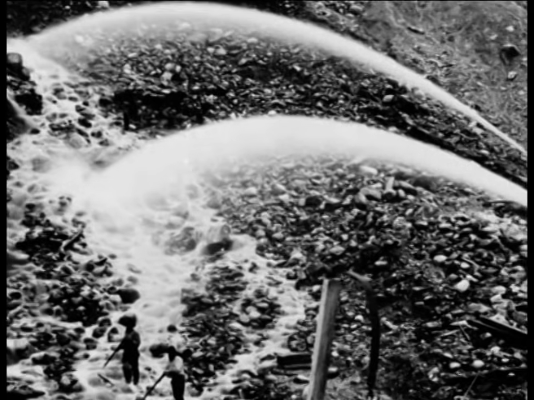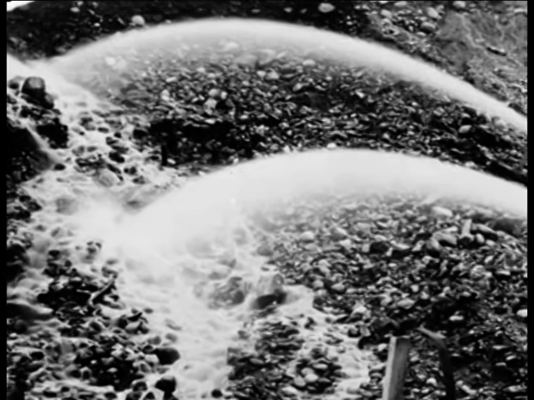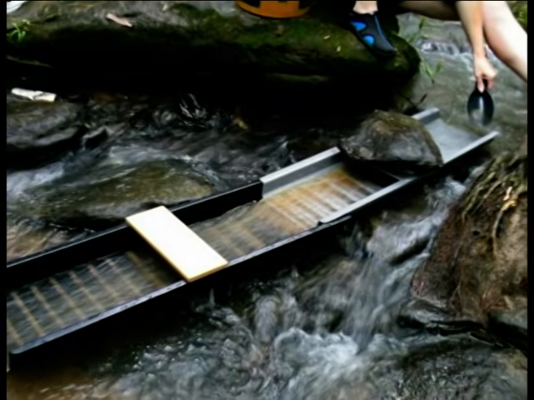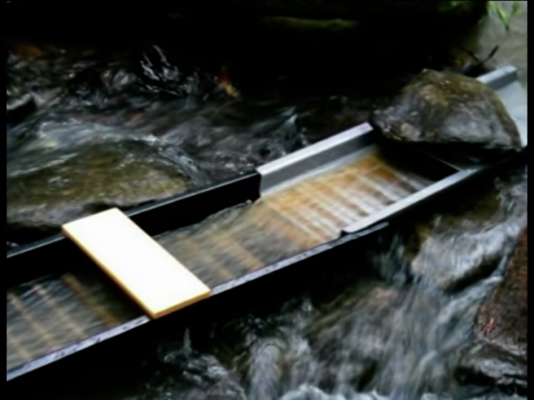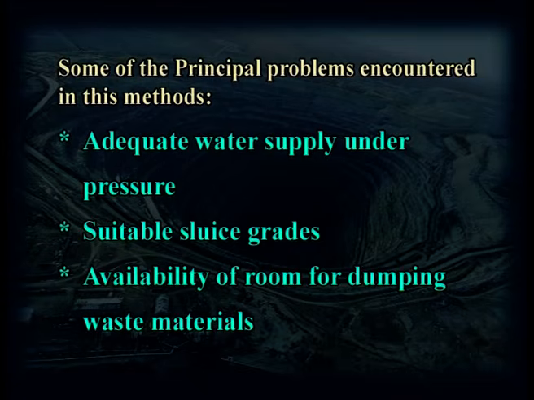The miners used this method to find the gold in a quicker way than panning. So, they use the sluice boxes where they can collect the material with the help of hydraulicking. The water is sent down the sluice boxes where the gold, rocks and gravels drop to the bottom. The gold is separated from the rock and gravel. Some of the principal problems encountered in this method are adequate water supply under pressure, suitable sluice grades, then availability of room for dumping waste materials.